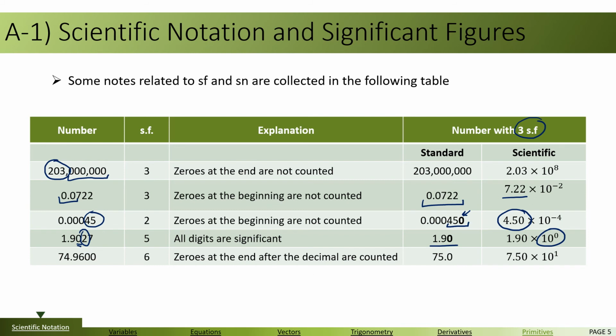74.9600 has 6 significant digits because these two zeros are important to show some level of precision. Now, if you want to write this number using 3 significant digits, you look at the first 3 digits, 7, 4, and 9. 9 is followed by 6, so we need to round it up. And since it is 9, when you round it up, it becomes a new place value. In fact, that's why we add 1 to the 4 in the ones, and the number becomes 75.0 to account for the third significant figure, or 7.50 times 10 to the power 1.